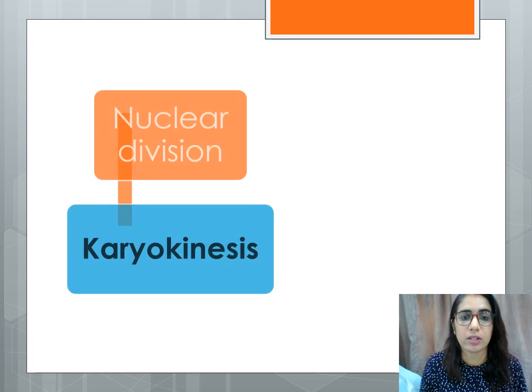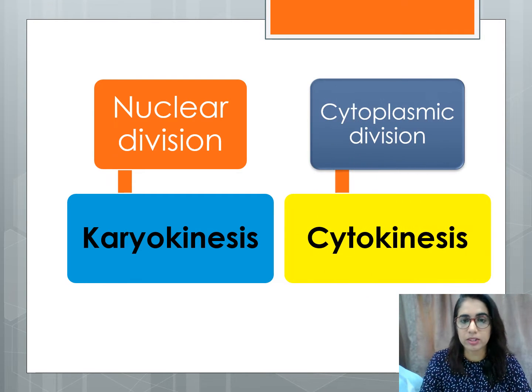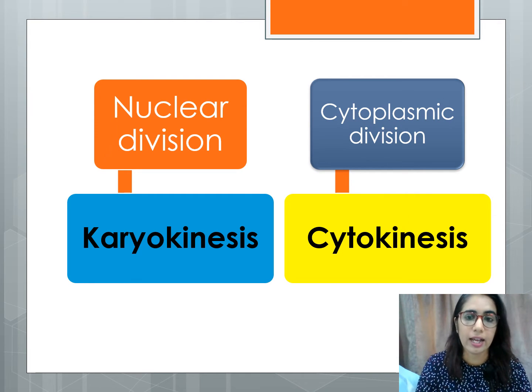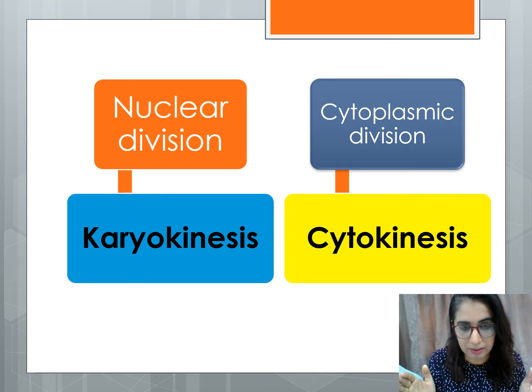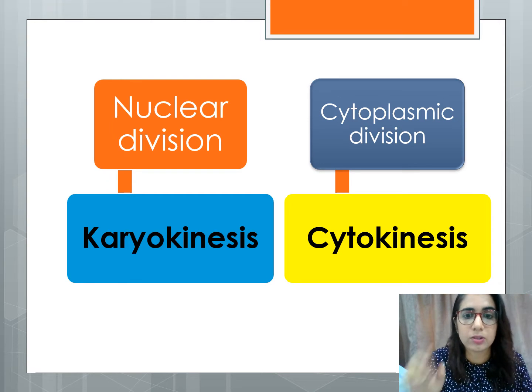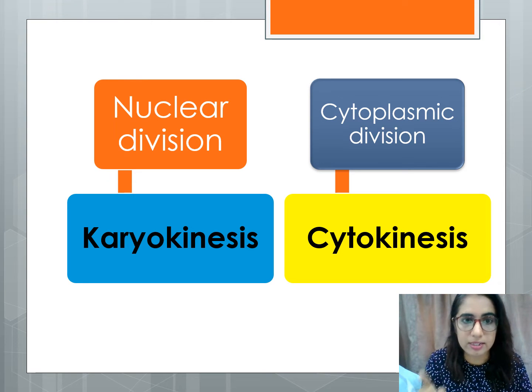Okay, next we are going to see two vocabulary words that you need to know: karyokinesis and cytokinesis. Karyokinesis is the nuclear division and cytokinesis is the cytoplasmic division. Division means the nucleus divides or the cytoplasm divides. So there are two: karyokinesis, nuclear division, and cytokinesis, cytoplasmic division.